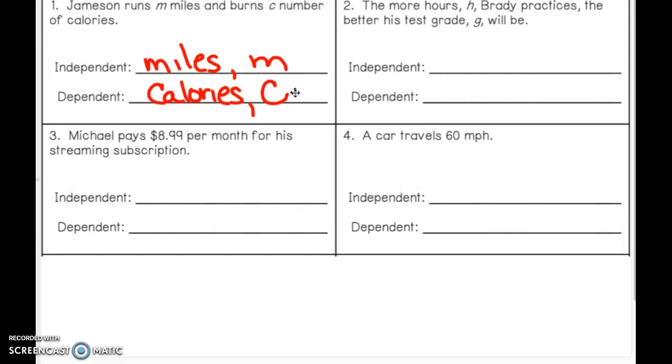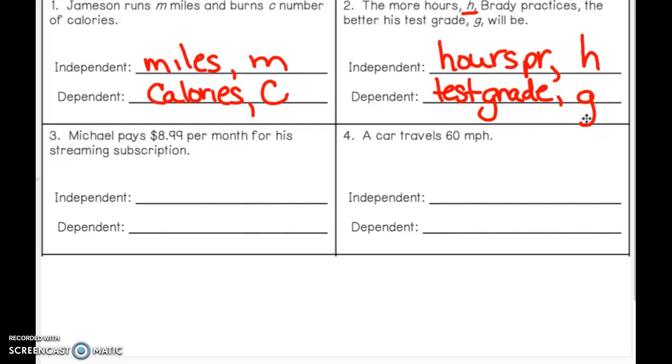So again, we always talked about time. Hours is time. Time, hours practiced. I'm going to make that shorter, and we're going to call that H. And the dependent is his test grade. And that is G. Michael pays $8.99 per month for his streaming subscription. So the number of months will make the cost dependent. So months, and we're going to make this one up, will be the independent, because the cost will depend on how many months we do it.